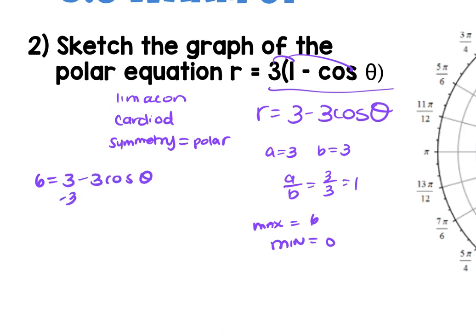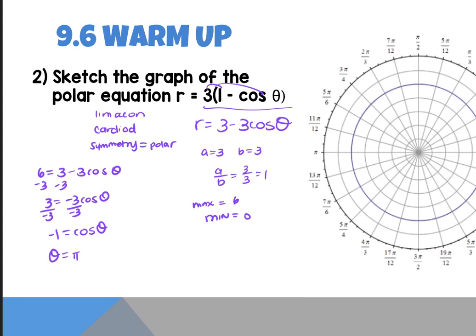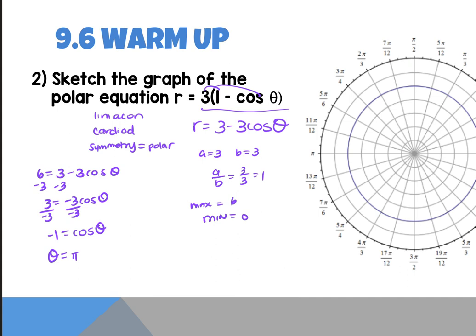I'm going to subtract the 3. Negative 3 equals negative 3 cosine theta. Divide by negative 3. Negative 1 equals cosine theta. So at what angle is your cosine negative 1? Pi. So that tells me my pi angle has the max point, which is 6.